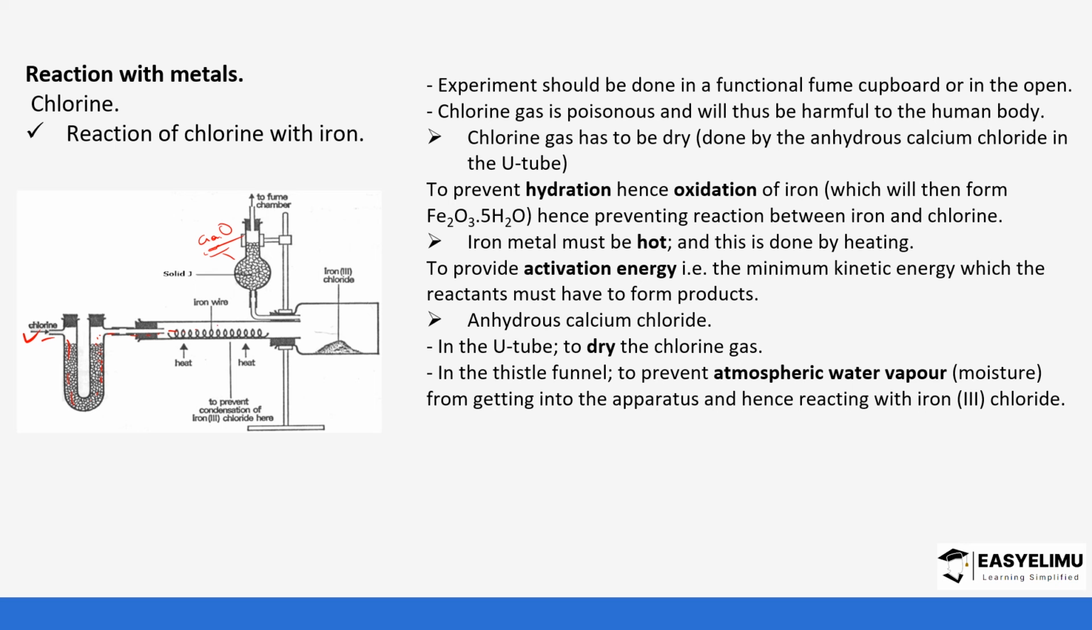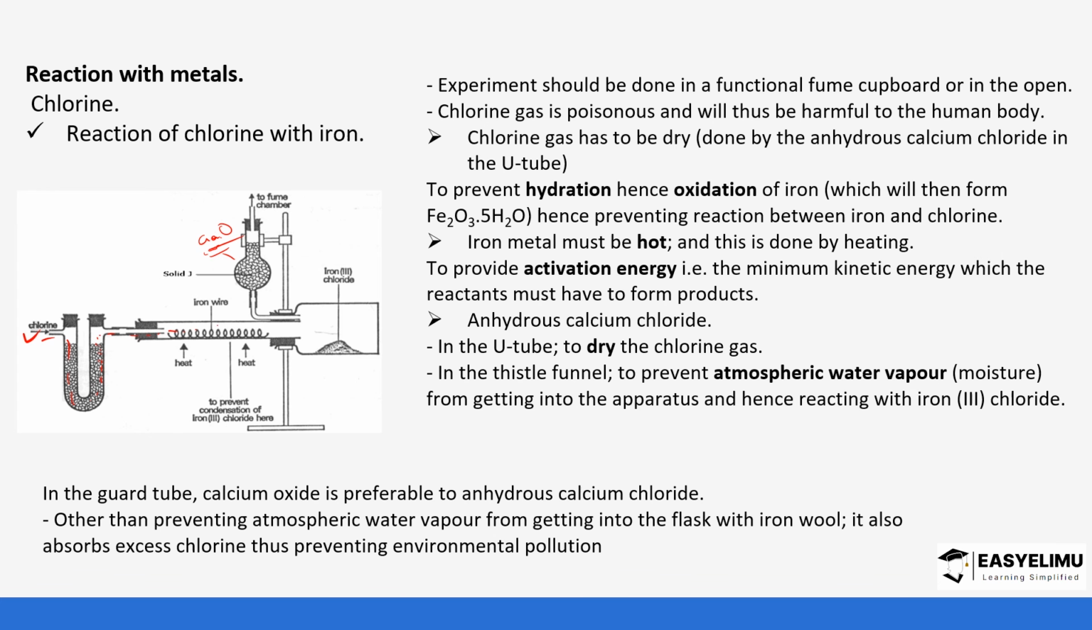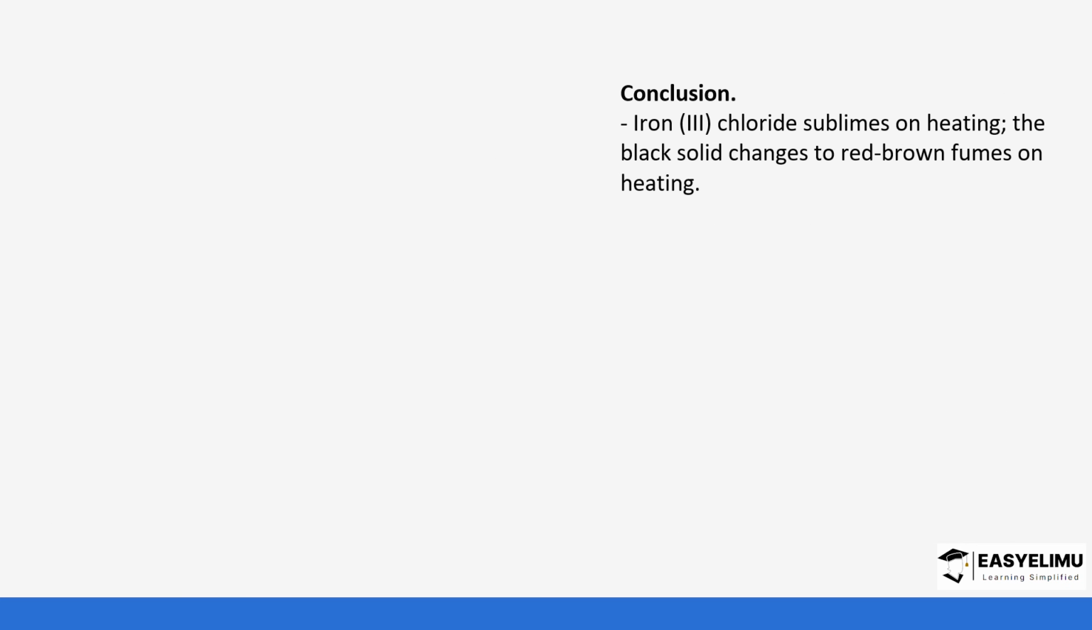So we can use it in solid form as well, but there is a better alternative, which is calcium oxide. It is preferred because it not only prevents atmospheric water from getting into the flask, but it also absorbs excess chlorine. So it functions in two ways, and it helps prevent the chlorine from going into the atmosphere.